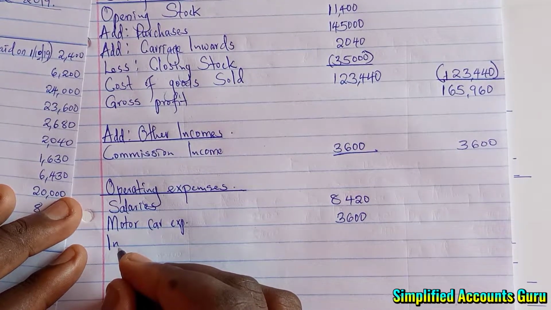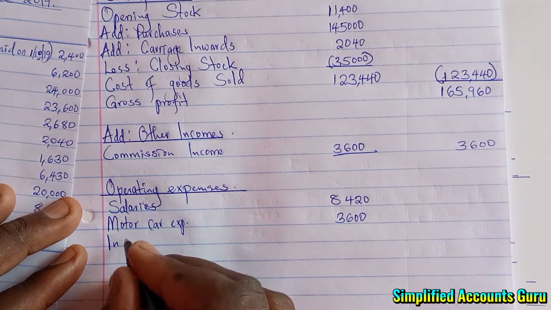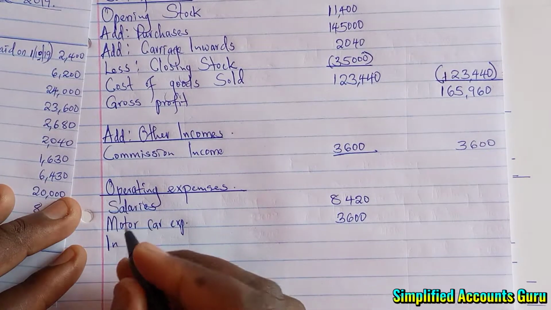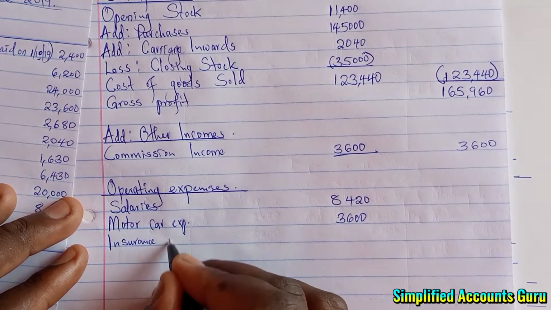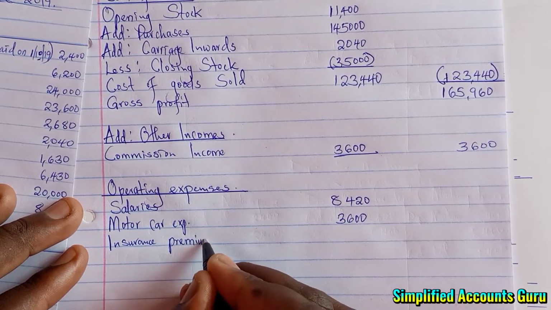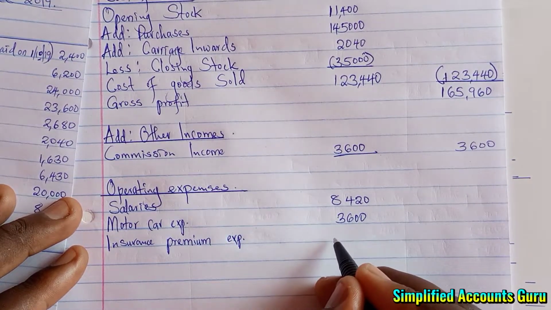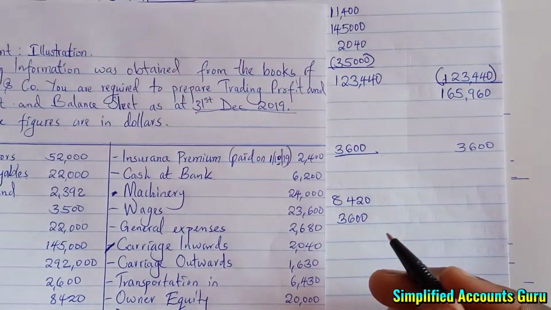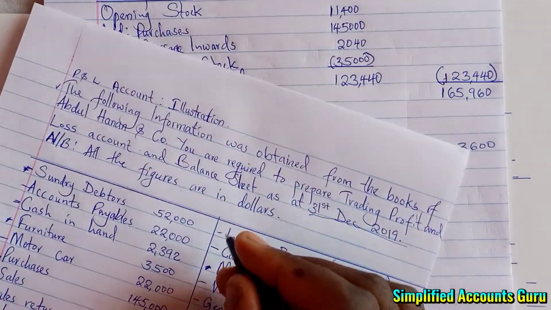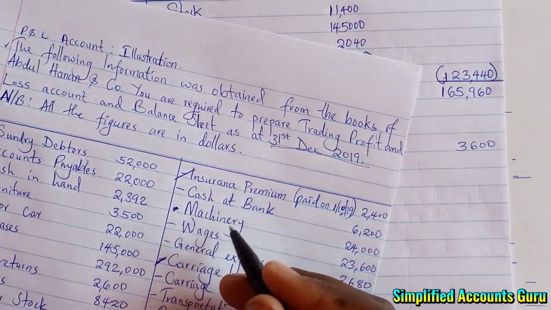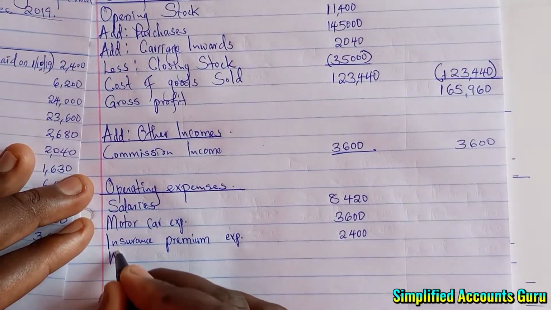Later on, I will explain how we can handle the accruals, and you'll be able to understand best what we mean by the accruals. Insurance premium expense, the amount here is 2,400. Then we are done with that. We go to cash, machinery. Those ones are assets.